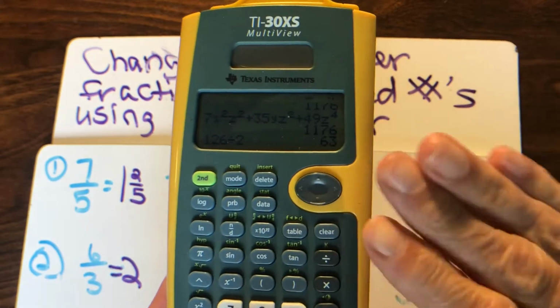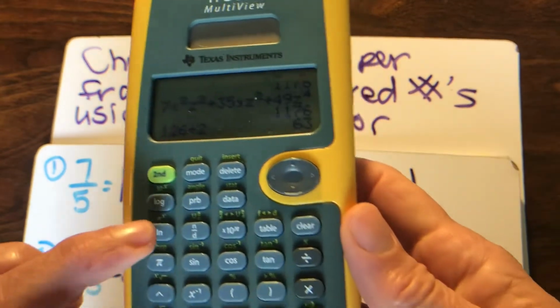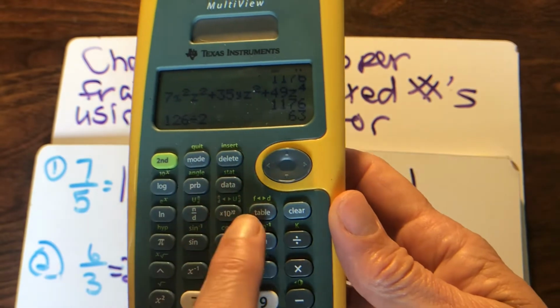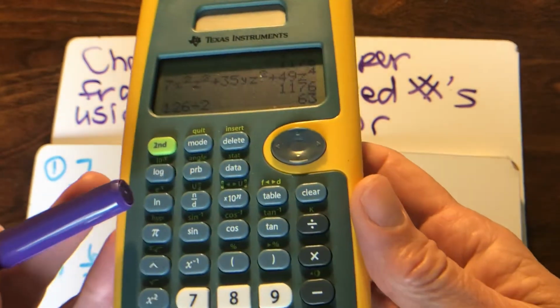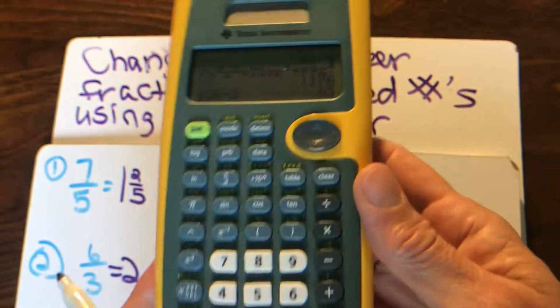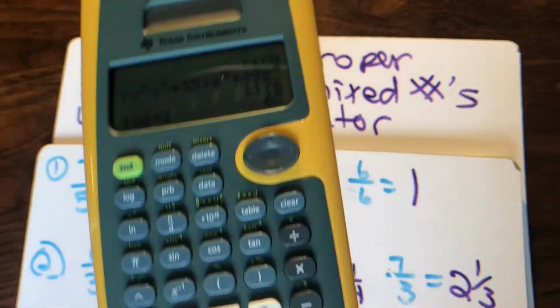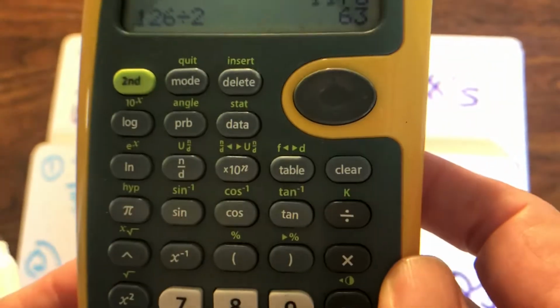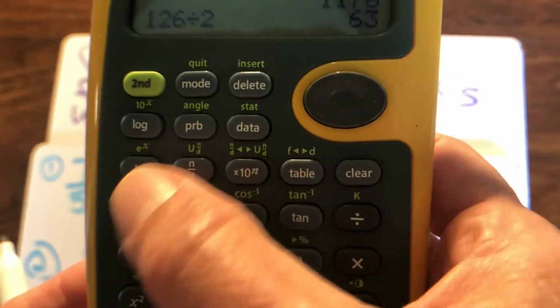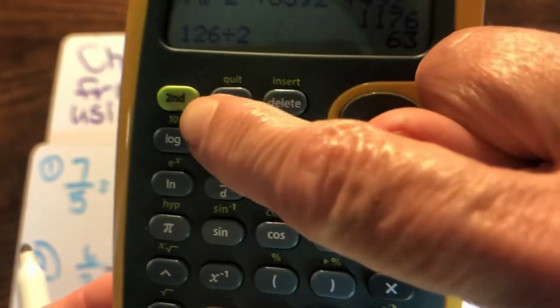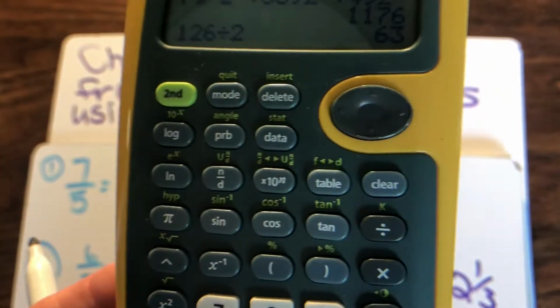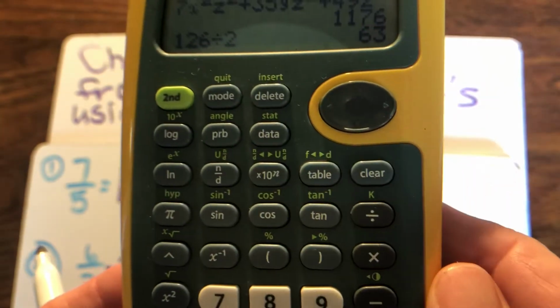So on this calculator, you'll notice you have functions in white on the face of the key, and you'll also notice you have functions that are in green above the keys. And so they have two functions. So that's what the second key is for, is to access the second function.